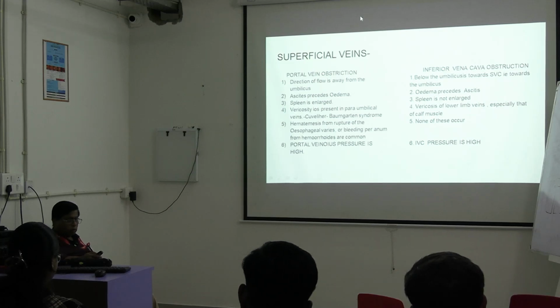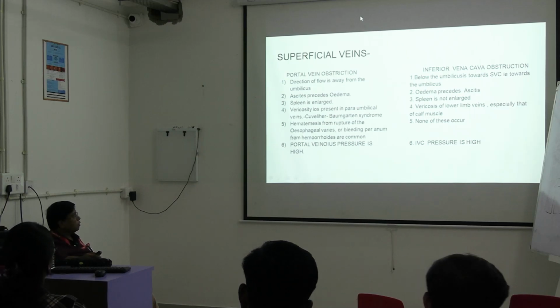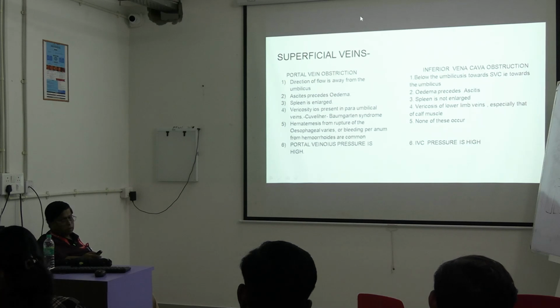So both will cause ascites, but here edema is prominent. But the patient with cirrhosis of liver also has edema, as you have seen. So there is edema and ascites in both cases, but in portal hypertension ascites precedes edema, and here edema occurs first, then ascites. That is the difference.